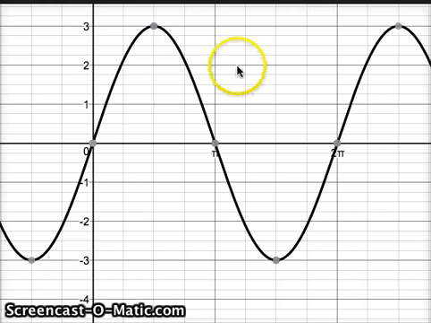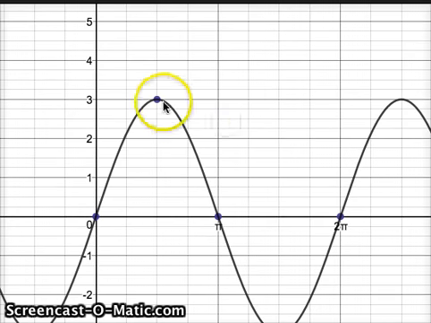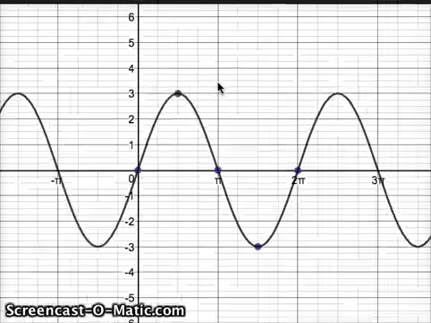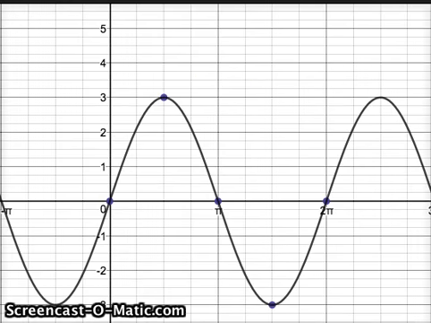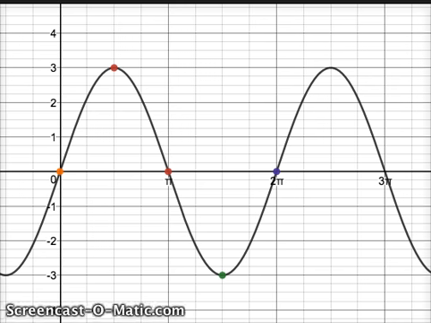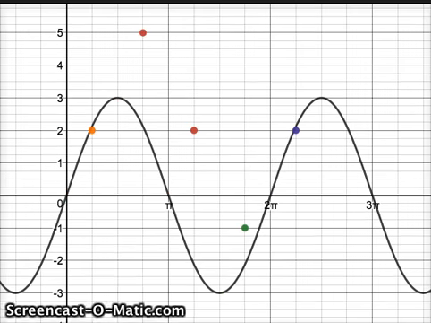This peak's a little difficult to see, going to have to move it down. Shifted pi over 4 to the right and 2 up. So each one of those 5 points will be shifted that way. So here's our graph of 3 sine x, and we want to do the appropriate shifts. So we'll take these points and move them. And so here's the relevant points shifted over pi over 4 and up 2 in each case.